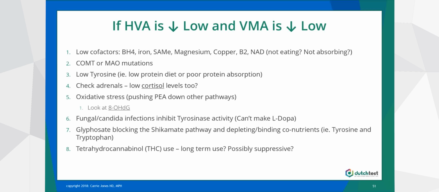Glyphosate exposure. Glyphosate will block the shikimate pathway, and now they don't have tyrosine or tryptophan. So you'll often see low HVA, low VMA, and low 5-HIAA. And I don't know if you guys know this for sure.